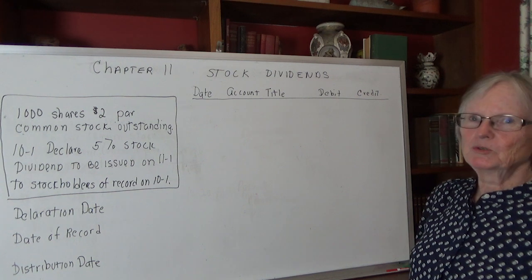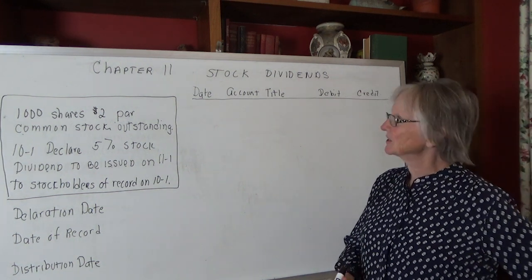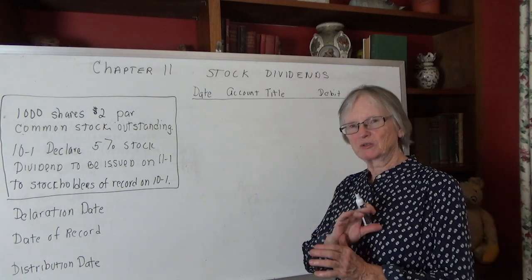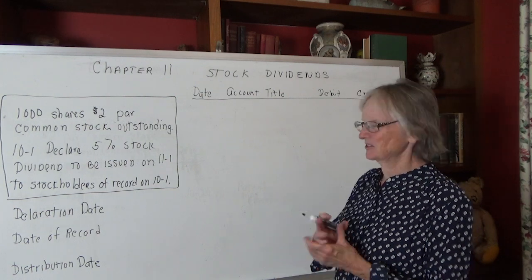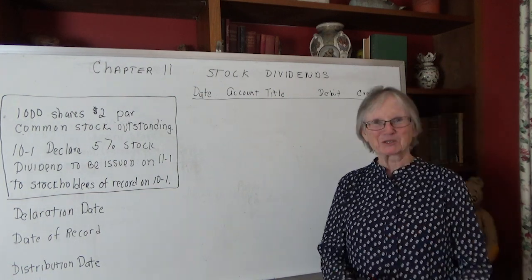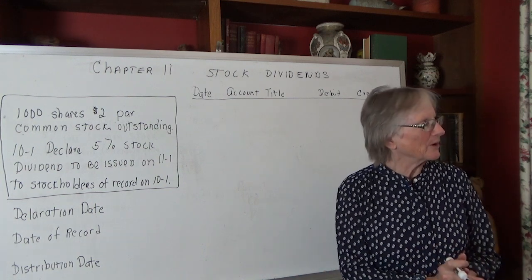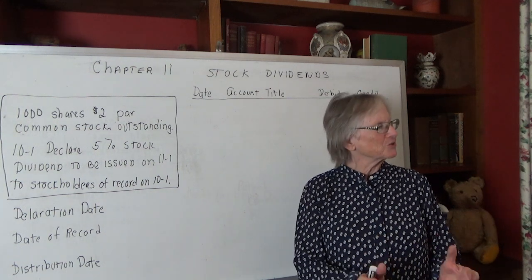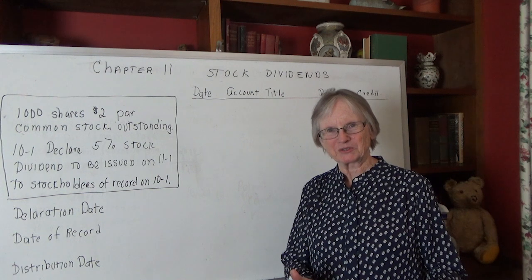So now we're going to do stock dividends. The main thing to remember about a stock dividend, there is no cash involved. There should be no cash in any journal entries related to stock dividends. Okay, they're issuing more stock to their current stockholders. So what they call it is a proportional distribution of additional shares of stock to their existing stockholders.